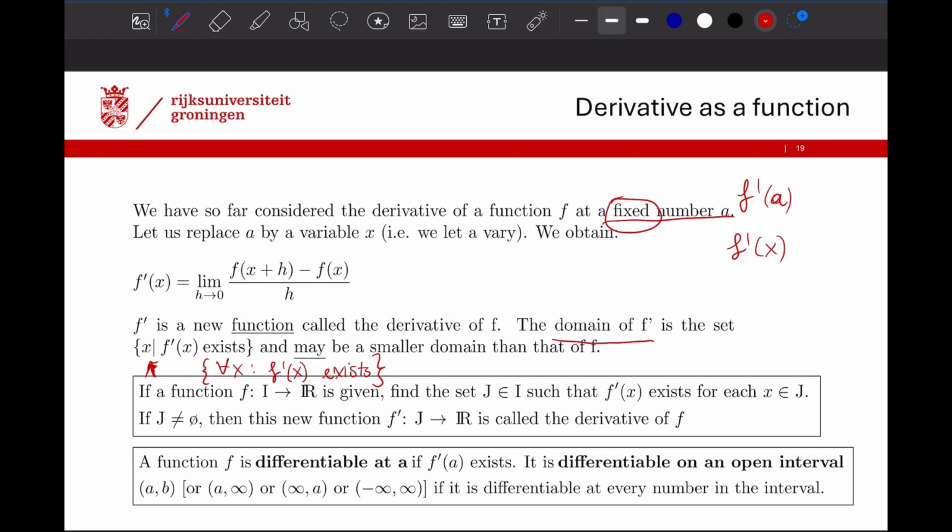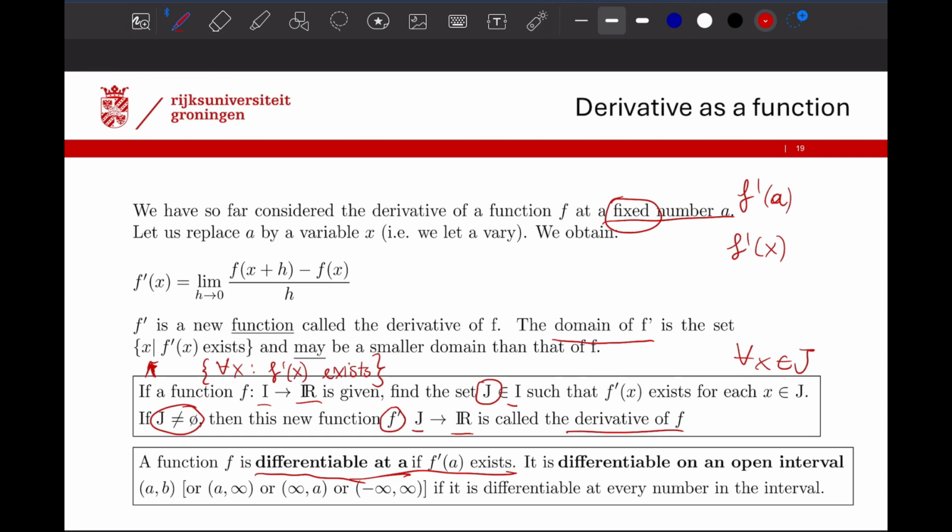So if a function f, which goes from an interval I to the set of real numbers, is given, we need to find the set, we call it J, which belongs to I, such that f prime of x exists for each x which belongs to J. If J is not equal to the empty set, so if there are x values such that the derivative exists, then we call this new function f prime, and it goes from J to R, and it's called the derivative of f. So in general, J does not have to be equal to I. It can be, but sometimes it's not. In general, a function f is said to be differentiable at a if f prime of a exists. We have already seen this.